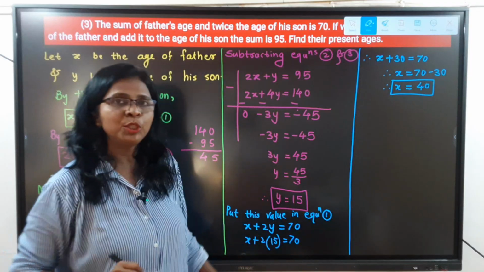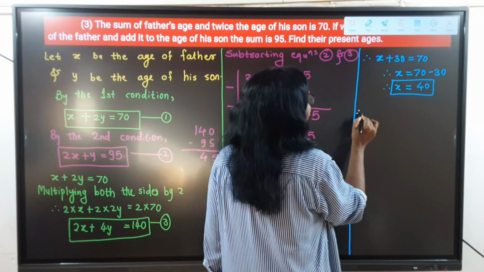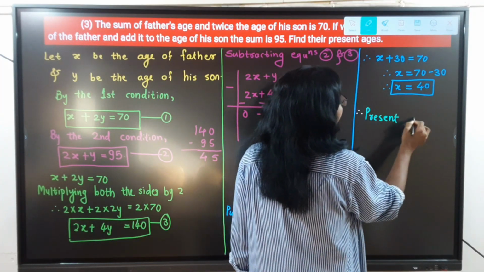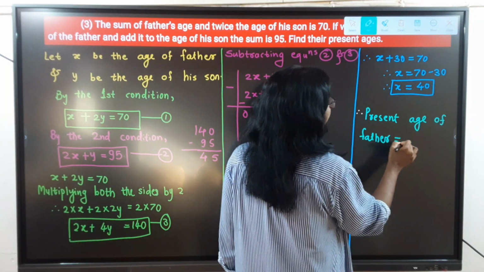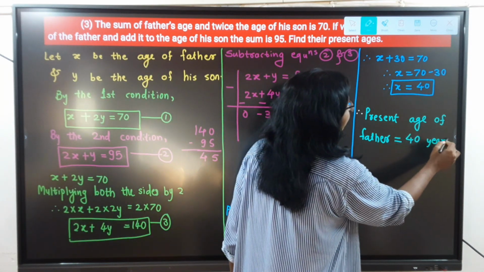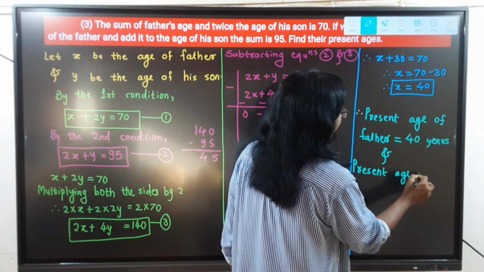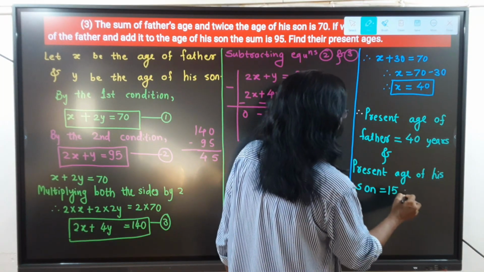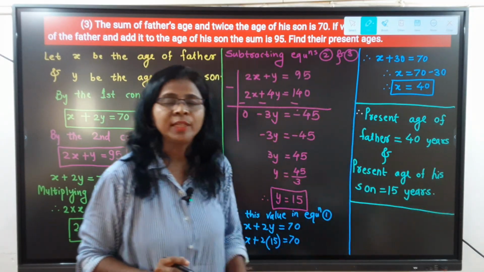So now we have the values of x and y. Finally we write down the answer. Therefore, the present age of the father is equal to 40 years, and the present age of his son is equal to 15 years. So this is our final answer.